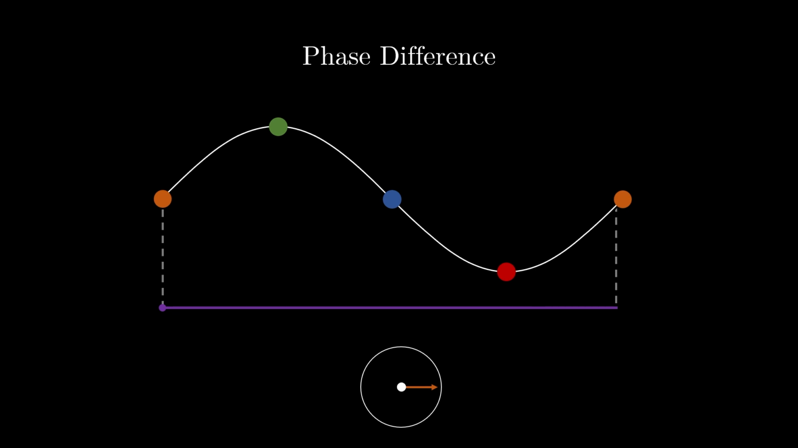Comparing two orange points, the phase difference is 2 pi, and the path difference is exactly 1 wavelength. This final case shows that after traveling a full wavelength, the wave repeats. The points are in phase.